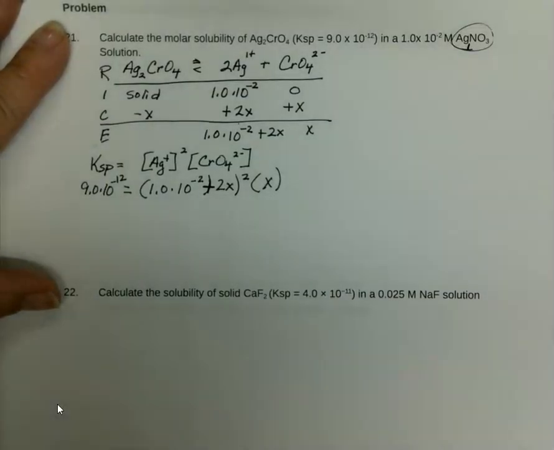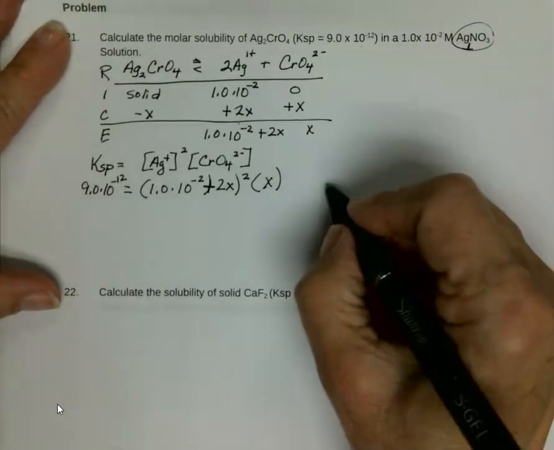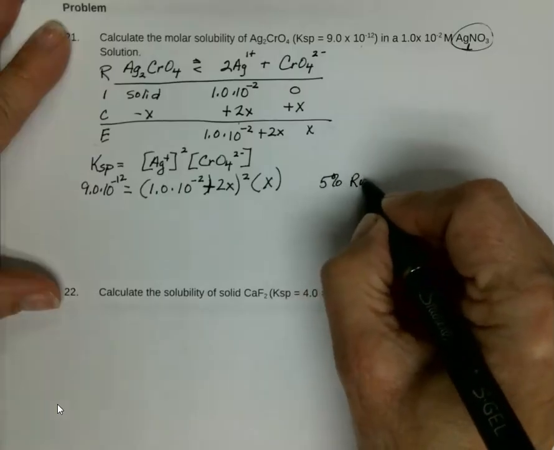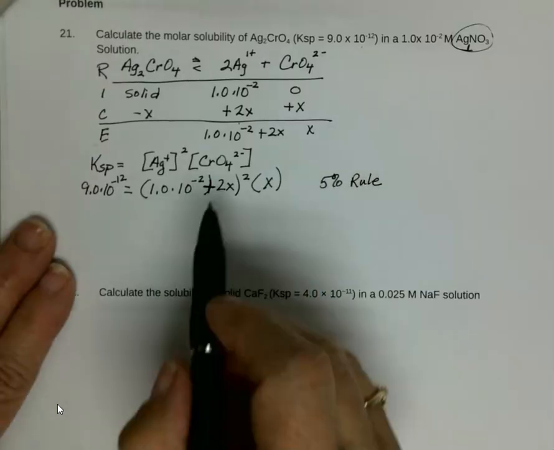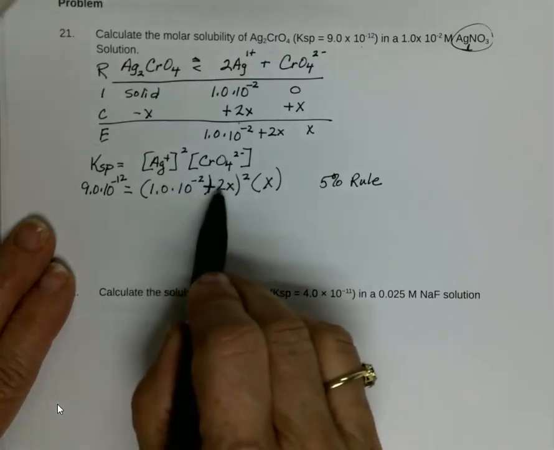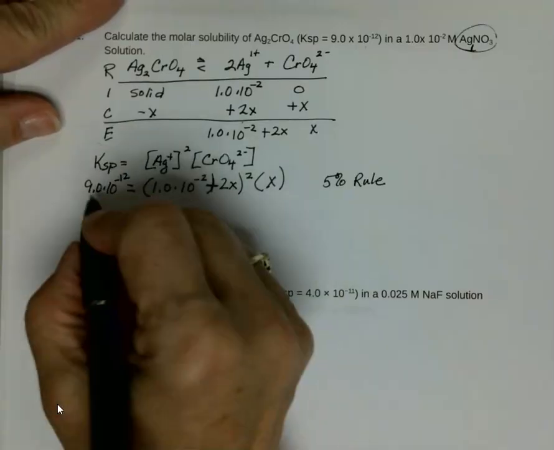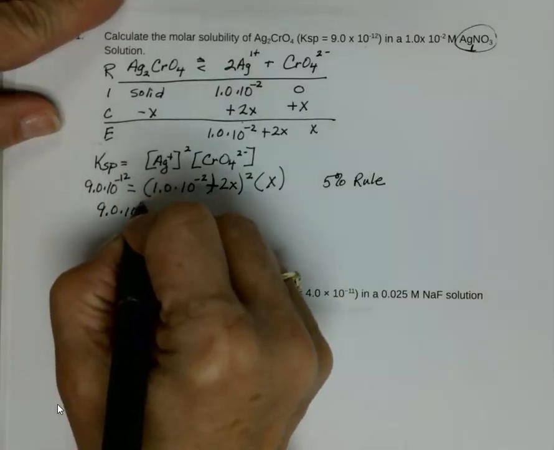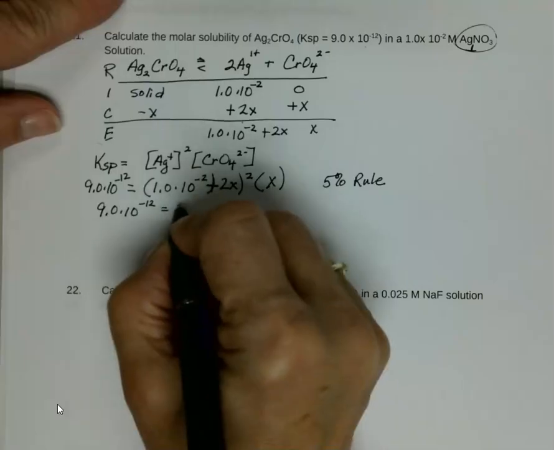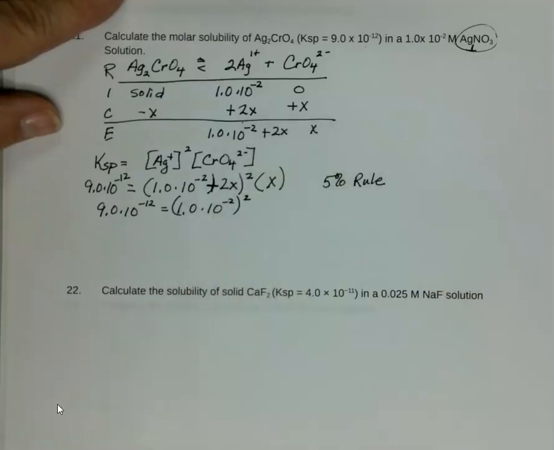Okay, so again, we're going to look at this Ksp value, and so we are going to apply the 5% rule, and that means that we can eliminate this 2x, because once I take 1.0 times 10 to the negative 2 plus 2x, again, it's not going to make that big of a difference in my answer. It's going to be close enough for us to determine what happens. So again, we are going to rewrite our equation without that. Now that is still squared times the x.